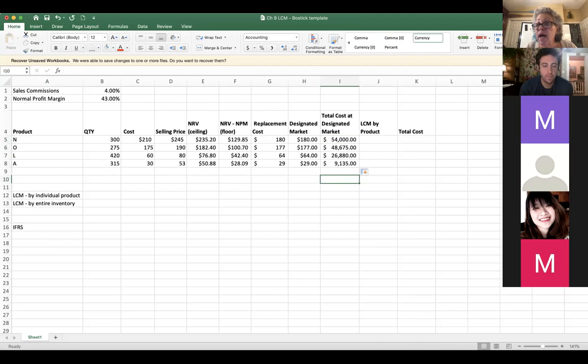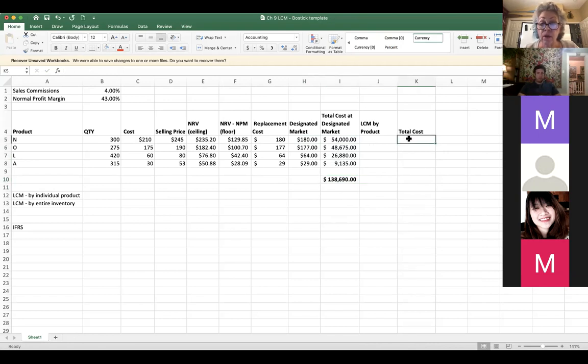So I'm simply going to multiply quantity times my per unit price. And then when I sum, I get that when I say total cost, I mean total price or total at designated market. So my total at market is 138,690.